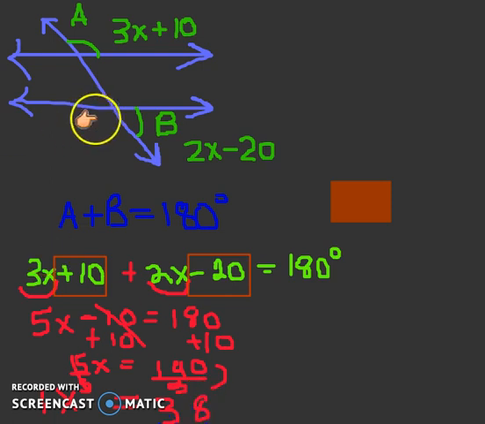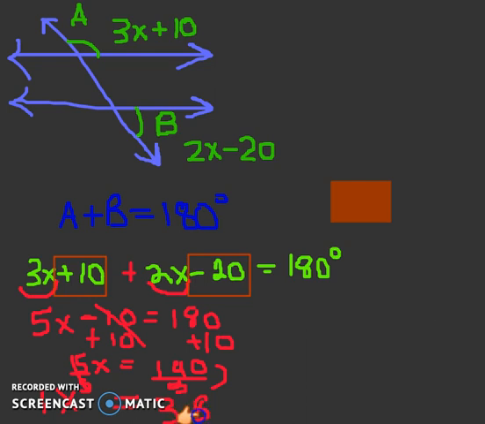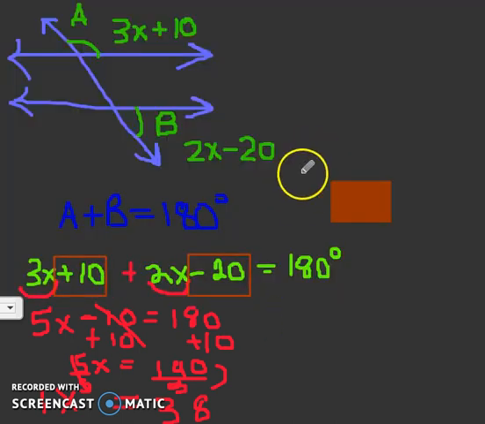If I want to find out what the measure of angle B is, I have to substitute in this 38. 38 will be plugged in here for x. And let's do that really quickly in a different color. Alrighty. 38 is going to be plugged in here for x.